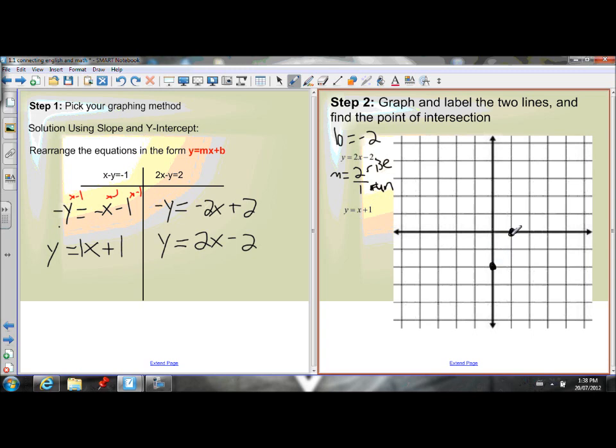When the numbers are positive, positive means we go up and to the right. If the rise was negative, that would mean we go down. If the run was negative, that would mean we go left. But because our numbers are positive, that means we go up and right. Positive is up and right, negative is down and left. So I'm going to continue this line, go up 2 and right 1, up 2 and right 1.